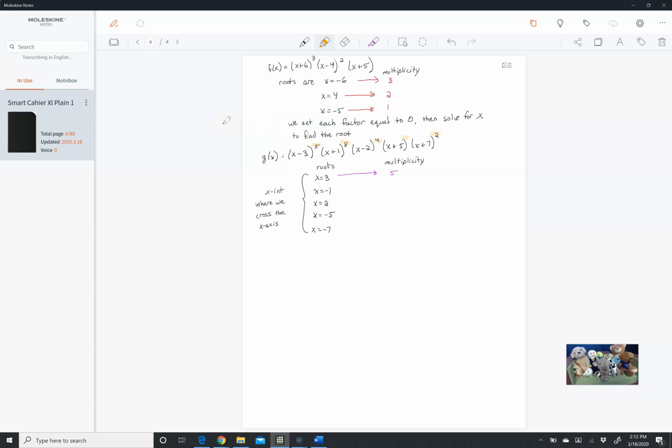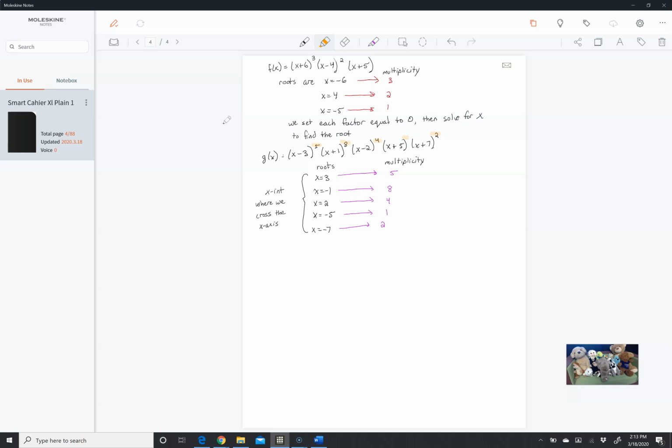Okay, so we have x equals negative 1, as we said. We know that the multiplicity is 8. X equals 2, we know that the multiplicity is 4. Again, we're just looking at those exponents. For x equals negative 5, the multiplicity is 1. And for x equals negative 7, the multiplicity is 2.